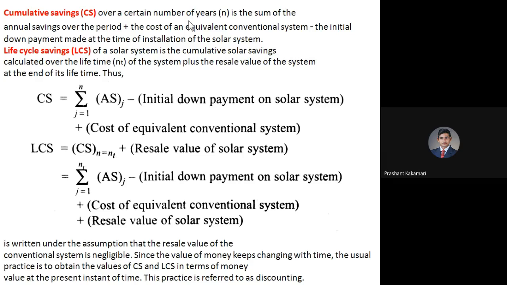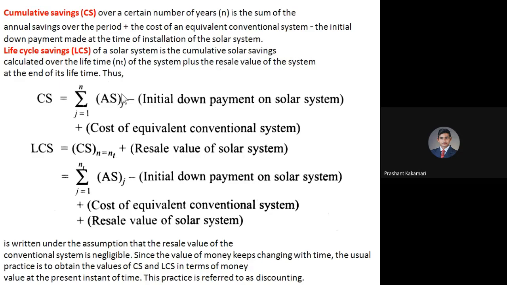So similarly here, what they have done is taken the annual savings, also the sum of the cost of an equivalent conventional system. For the same power, what is the cost if you would have spent on the conventional system? That cost they are taking, minus the down payment you have paid in the initial stage. So all these factors if you consider, I can tell it is a cumulative savings. If this factor is positive, then one can claim the solar energy system is an economically viable system.